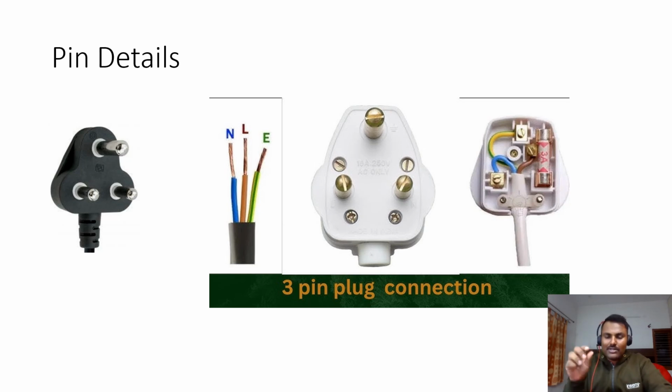Earth is always broader and lengthier, the pin at the top in the 3-pin. That is the earth pin. How it is connected internally, you can see in the right side image. Some people think that earth and neutral pins are the same, but actually they are not. Neutral is a different connection and earth is a different connection. Line feeds the current, neutral is the return path for the current, and earth is a different connection. Next, we will go to the next slide.